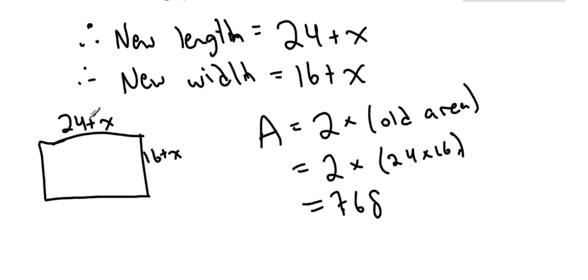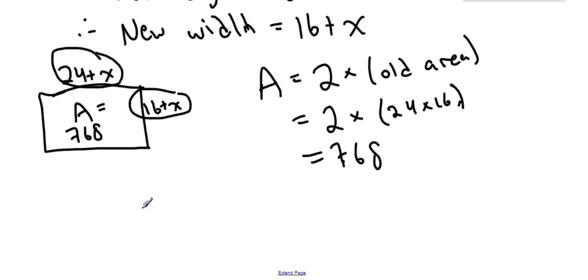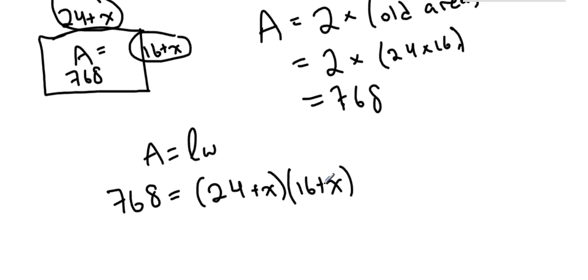So here's this rectangle. It has a length of 24 plus x. It has a width of 16 plus x. And now we know it has an area of 768. So if we turn that into an equation, we should be able to solve. So area equals length times width. And therefore, 768 equals length times width. So there I have one equation with a single unknown called x. And now I can go ahead and do the math required to solve for x.